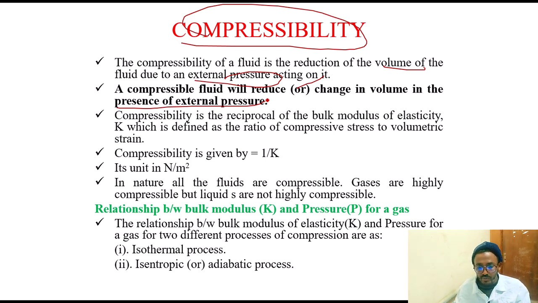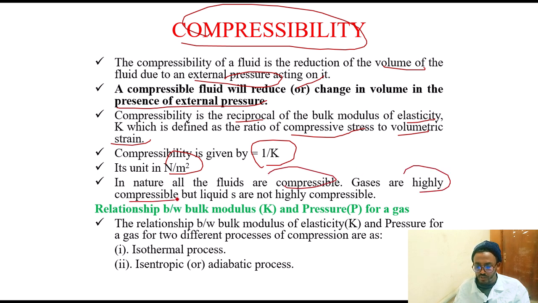Compressibility is the reciprocal of the bulk modulus of elasticity, which is defined as the ratio of compressive stress to volumetric strain. So this is the reciprocal of the bulk modulus that we saw before. Its unit is Newton per meter square, and in nature all fluids are compressible. Gases are highly compressible, but liquids are not highly compressible.